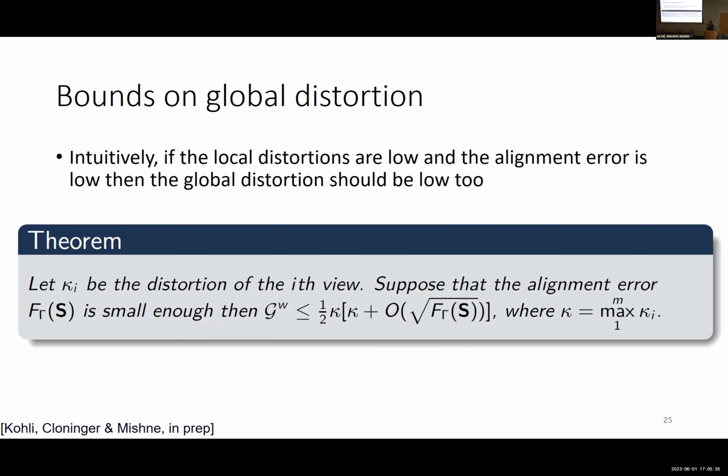And in terms of bounds on global distortion, we have an intuitive theorem. If the local distortions of your embedding, so the distortions of each local view, are low, and the alignment error of stitching these together is also low, then the global distortion should be low too, and we can show this in the weak global distortion case. In the strong global distortion case, we have an additional condition, and then we can also show this when we tear the manifold apart, using our teleportation distance.